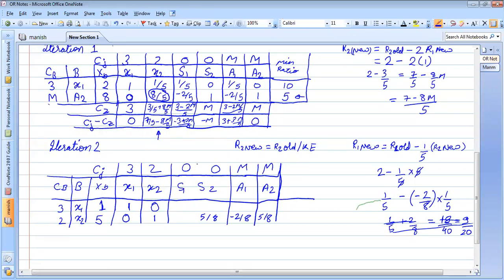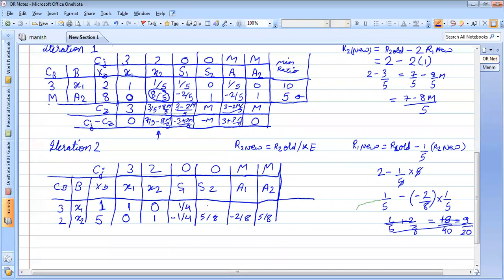Here also we can write minus 1 by 4. What is the value here? Aditya, what is the value that you are getting? 5 by 20 or 1 by 4, sir. 5 by 20, so 1 by 4. Yeah. Okay, 1 by 4.